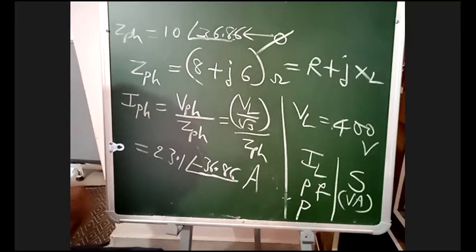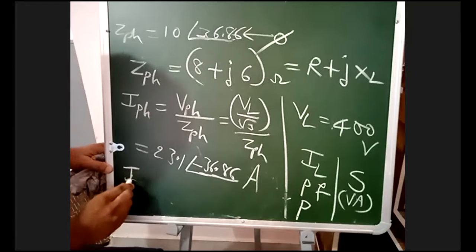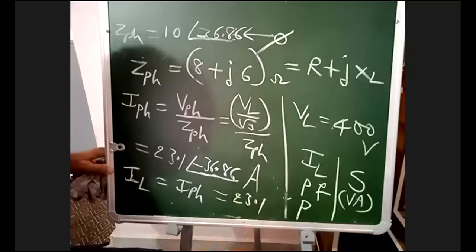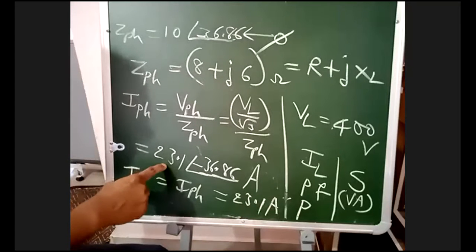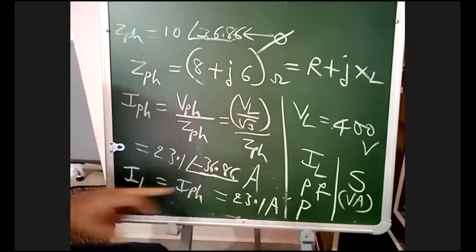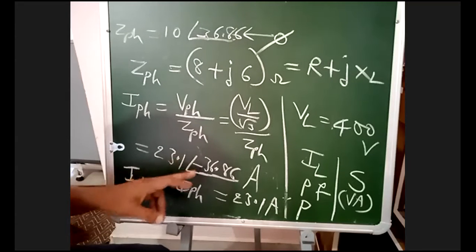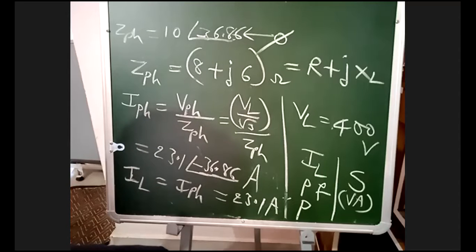Now I have determined the phase current. What is the line current? The first bit is asking for line current. Line current is equal to I phase; take only the magnitude, don't take the angle, 23.1 ampere. Your line current is 23.1 ampere. The angle may differ between line current and phase current, that's why I am not taking the angle here. So the first bit, IL, line current, is completed.